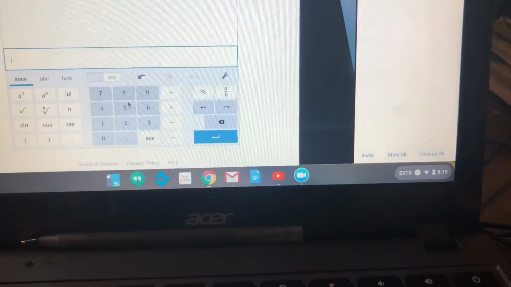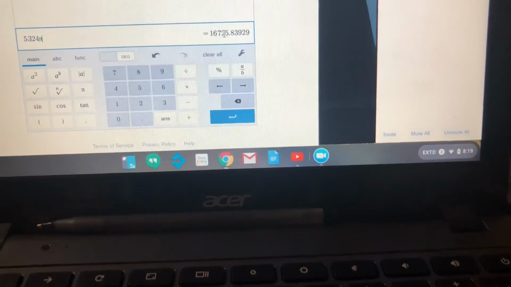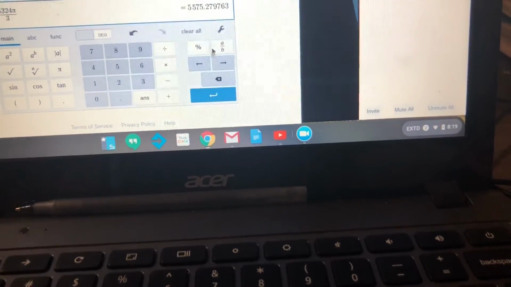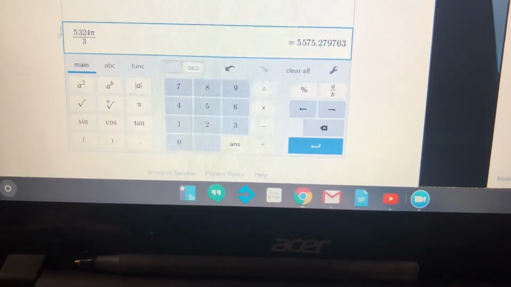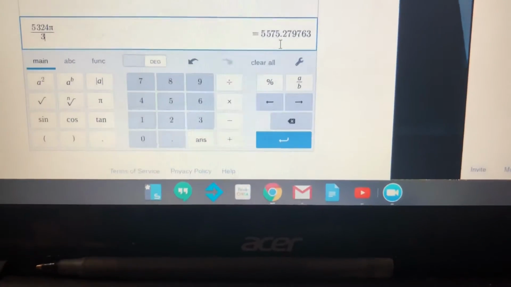So you'll do 5324 pi, and that changes it to a decimal. Don't forget the divided by 3, because that's the answer that you put in first, and then you'll round this to the nearest inch, is what this wants. So 5575.